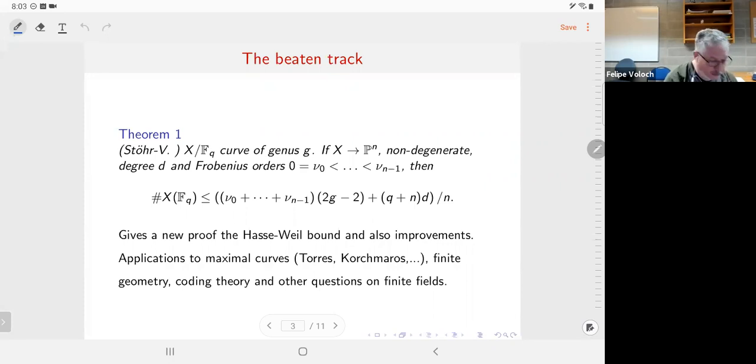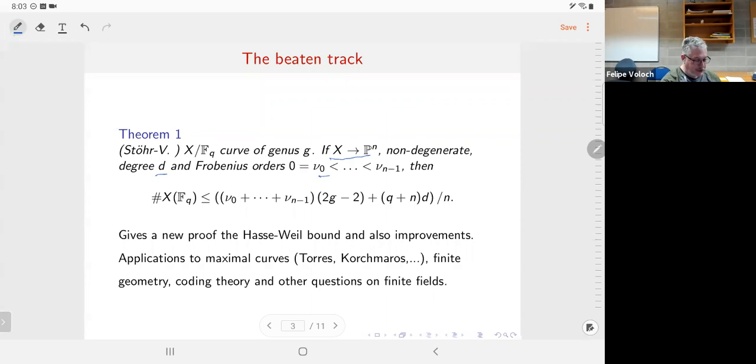So this is a theorem that is a very flexible theorem. If you have a curve over F_q of genus g, for any embedding of the curve into projective space. So that's a degree of freedom that you have. You can choose your embedding as long as it's non-degenerate, is not contained in a hyperplane. And we take the degree of this embedding.